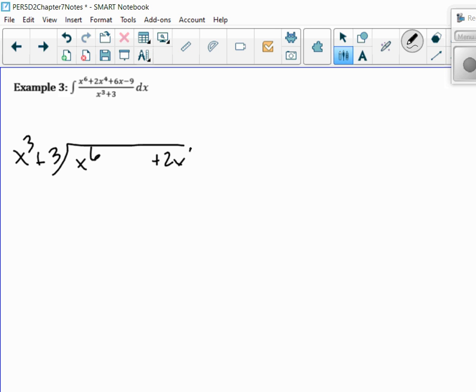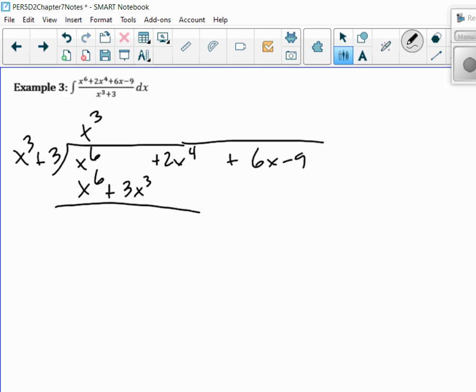So I'm actually leaving lots of space here. Okay, x to the power 3 goes into x to the power 6, x to the power 3 times. So I get x to the power 6 plus 3x cubed. Then I subtract, switch the signs. These cancel. Now when you bring this down, you have the 2x to the power 4 on the other side. And usually we do it in decreasing order. So we get a 2x to the power 4 minus 3x cubed. How many times does x cubed go into 2x to the power 4?